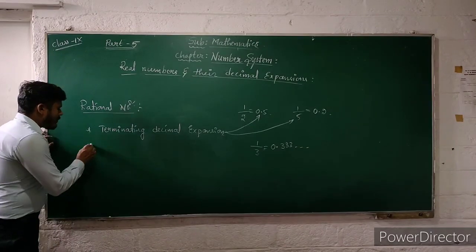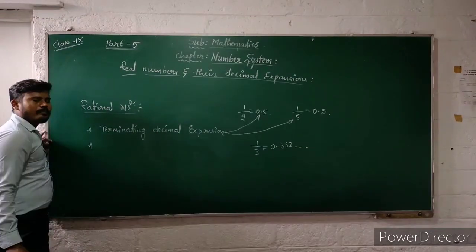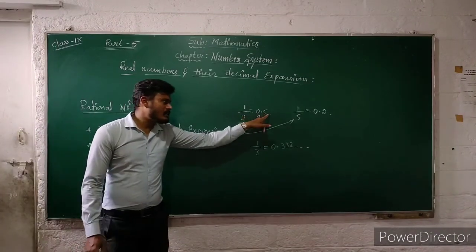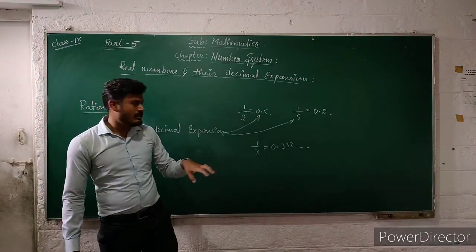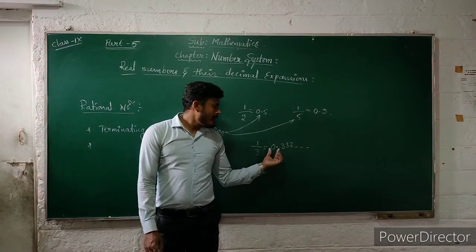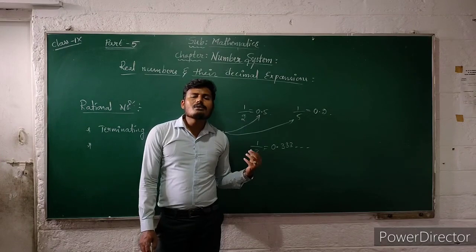Then the second one, like this one, what is that? Same method. Here terminating means it stops at a certain stage. In this decimal expansion, you should observe that there is no end.